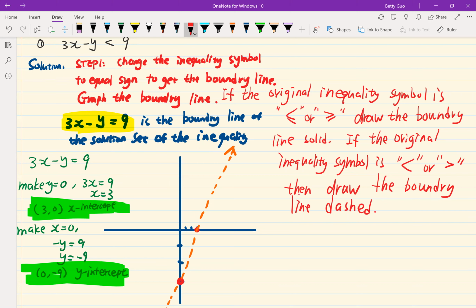In our case, this is dashed, right? The reason is because the original inequality symbol is strictly less than. The original inequality symbol does not contain the equality, right? You see what I'm talking about? I will explain why it's like that, okay? Please have the first step written down in your notes. Are you guys ready? Okay.